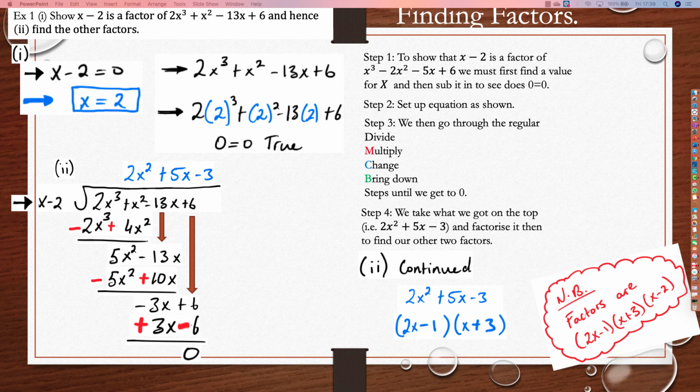Would you let 2x equal to 3 or just x equal to 3? You would have 2x equal to 3 and x equal to 3 over 2.